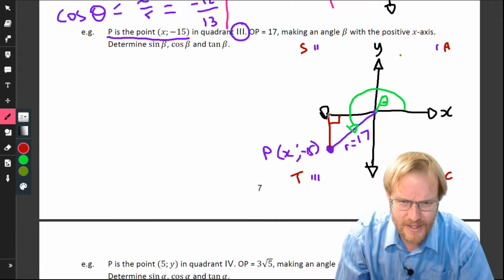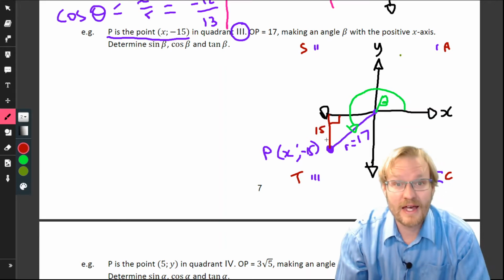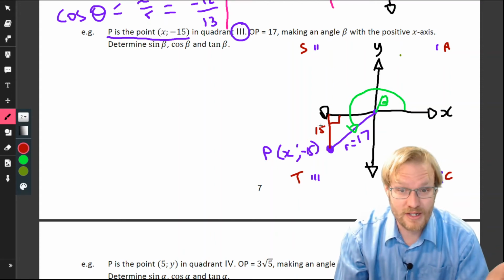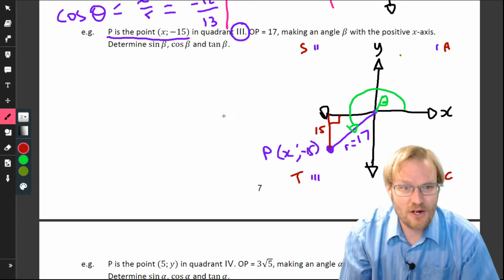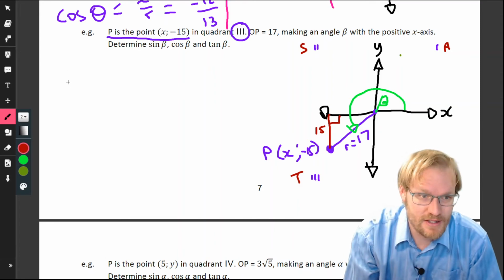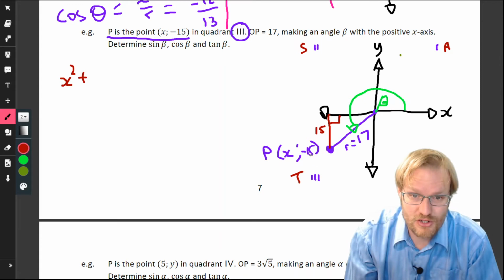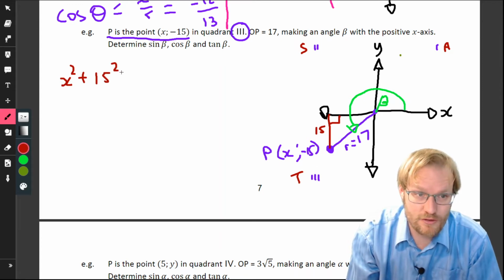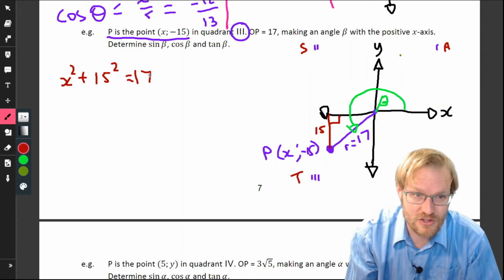So we're going to drop that line down there. This x value we don't know. This y value is negative 15, so that side length is 15. Hey, look at that, a right angle triangle where we're given two sides, and we don't know what this side length is here. So let's use Pythagoras. Okay, so our Pythagoras says that x squared plus y squared, which is negative 15 or 15, doesn't really matter because we're squaring it, equals r squared, 17 squared.